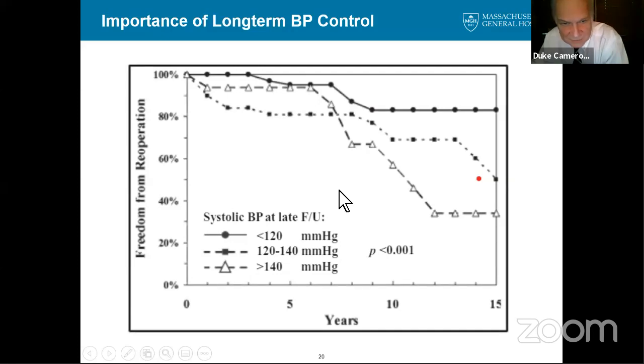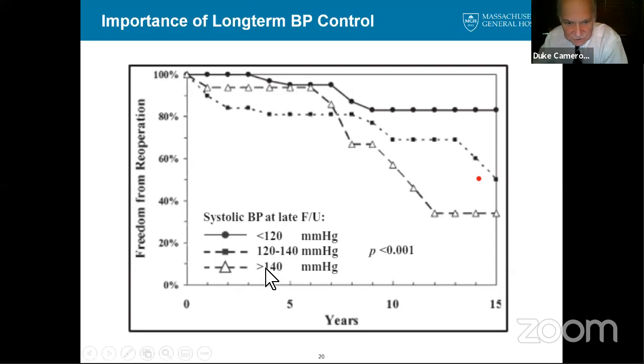This is the one non-surgical slide, and this really made an impression on me. This is the group at St. Louis, Washington University, led by Mark Moon. He looked at the control of blood pressure after a dissection, after a type A dissection repair, and how it affected survival.